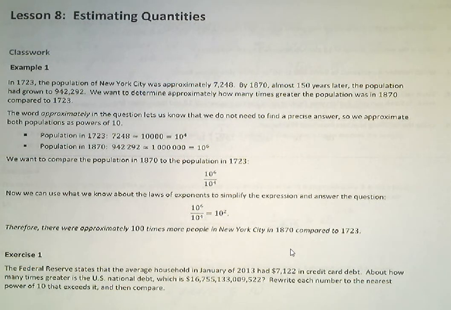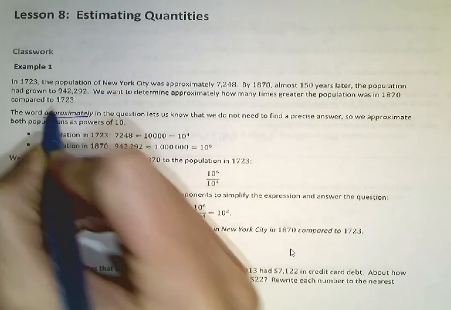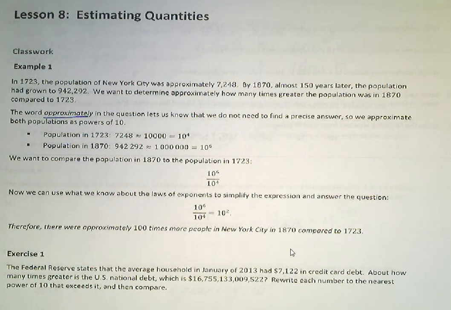In 1723, the population of New York City was approximately 7,248. By 1870, almost 150 years later, the population had grown to 942,292. We want to determine approximately how many times greater the population was in 1870 compared to 1723. The word approximately in the question lets us know that we do not need to find a precise answer.